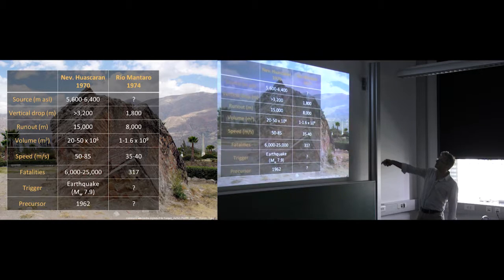This is Rio Montaro in Peru also. Look at the size of this thing. 20 to 40 times larger than this event, okay? Not so fast, but still, it dammed a huge river, created a 30-kilometer long lake that burst after several months, sending a huge outburst flood wave downstream, affecting hundreds of kilometers of Andean river systems.